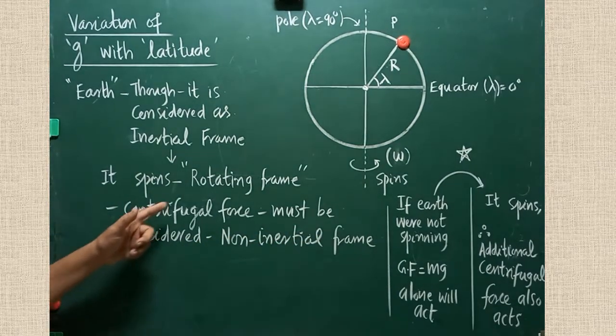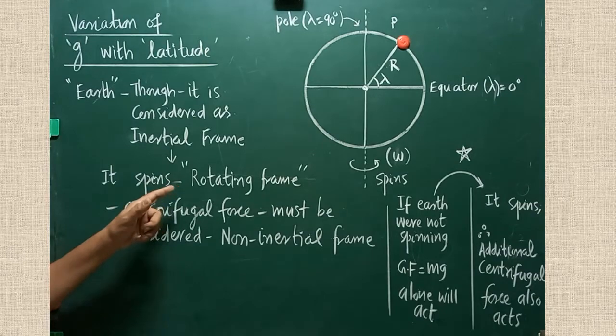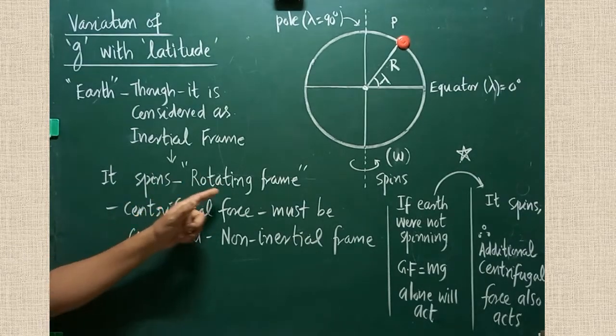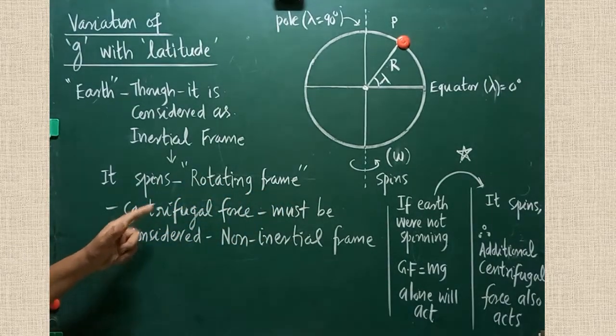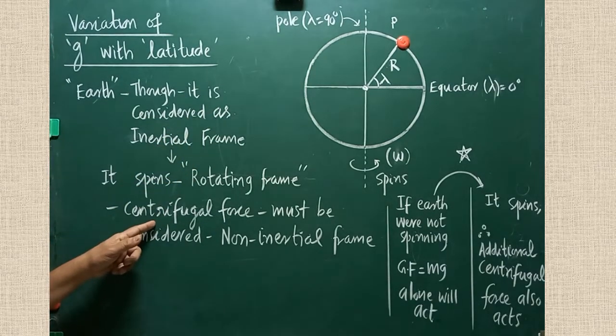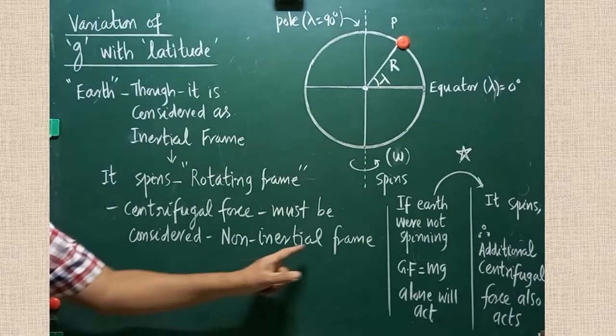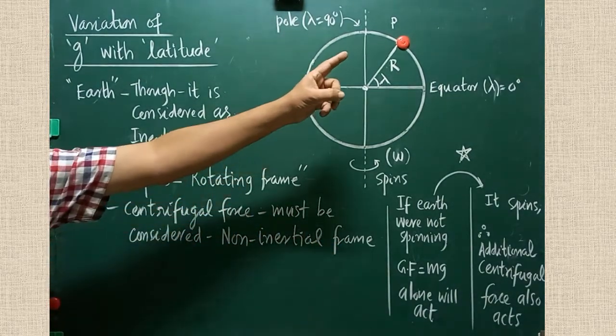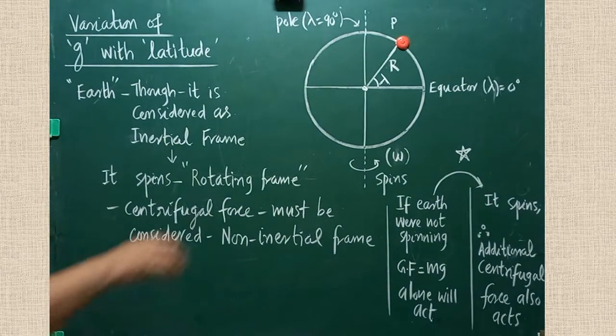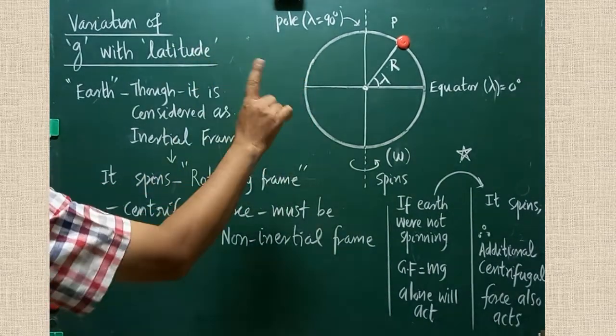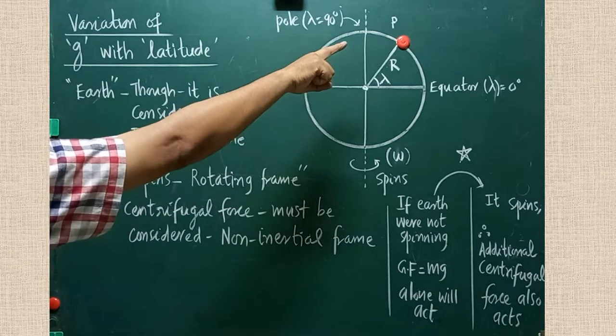Are you clear? And one more thing is, since the Earth is spinning about its own axis, since it is a rotating frame of reference, all objects will experience the centrifugal force, that is a pseudo force. Since the pseudo force is acting, since the Newton laws are not valid in the rotating frame, Earth must be assumed as a non-inertial frame. So whenever any object is kept on the surface of the Earth, because of the spin, that object will experience the centrifugal force.